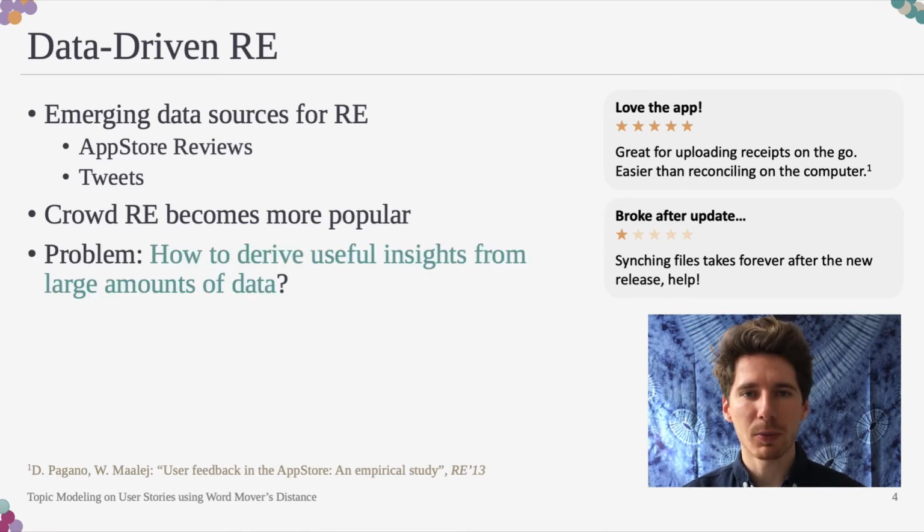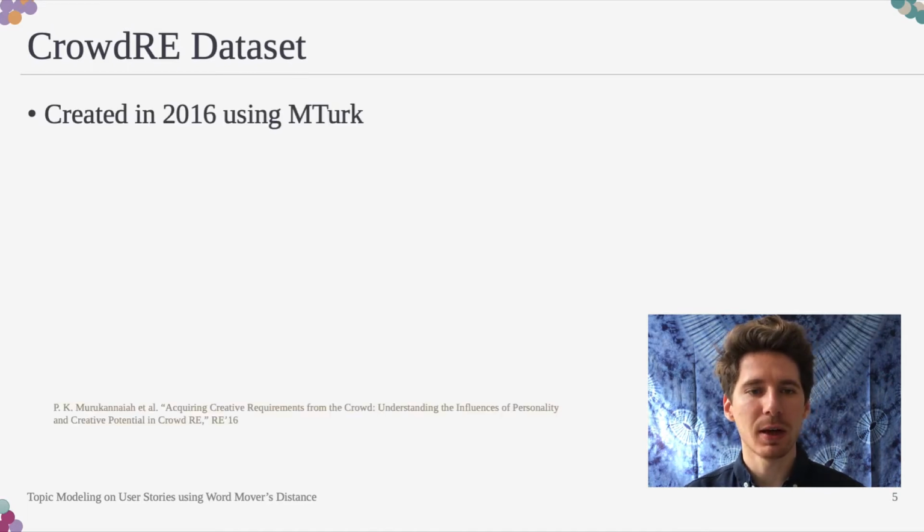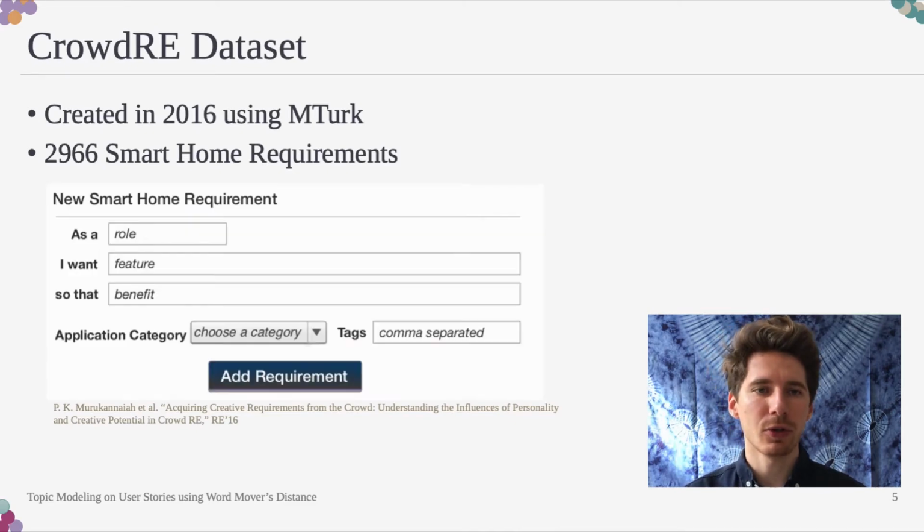But one problem persists. How can we derive useful insights from large amounts of data, especially when it's produced by the crowd? To find an answer to this question, we looked at the CrowdRE dataset, a dataset which was created in 2016 by Muru Kanaya using Amazon's Mechanical Turks. The crowd workers produced a set of 3,000 smart home requirements, which were created using a form like this.